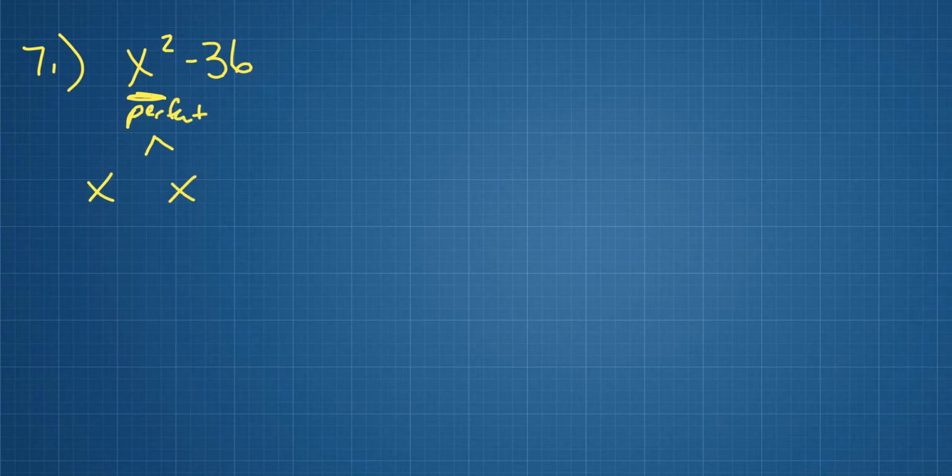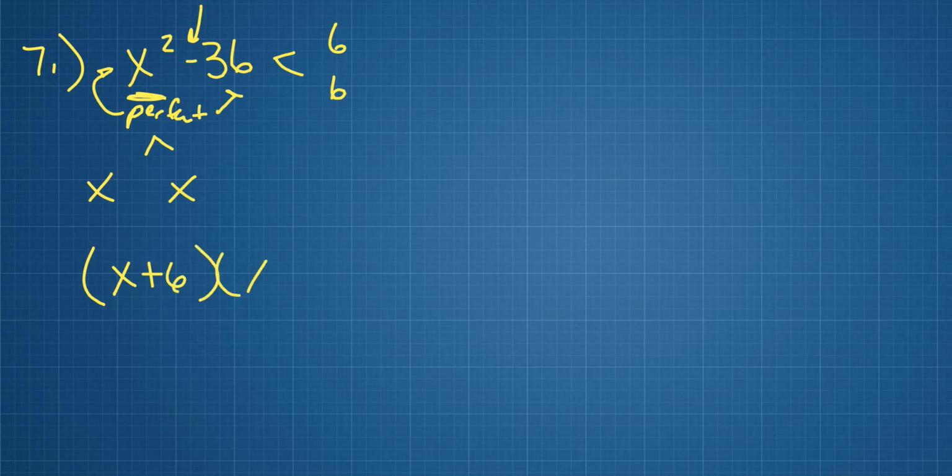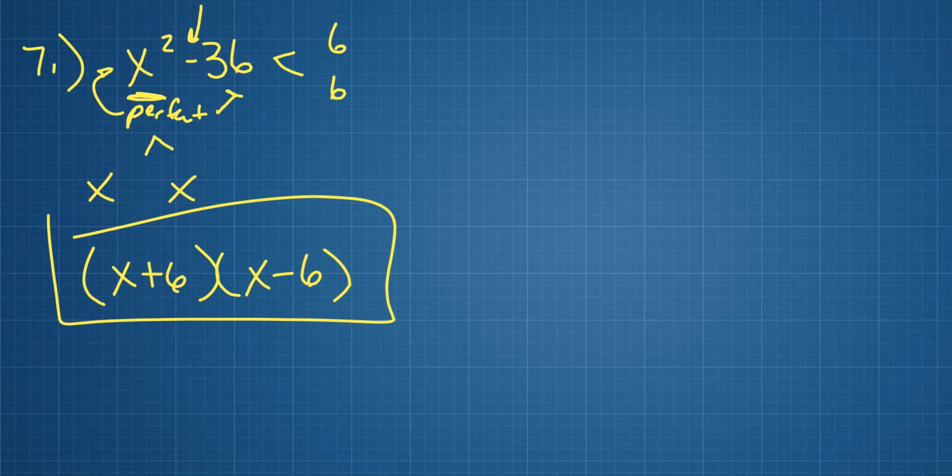Remember, it's perfect because I can break it down as x and x. It has to end with a perfect square, 6 and 6. And it better have a minus sign in the middle, which it does. So then I just get to add the square roots, x plus 6, subtract the square roots, x minus 6. That's it. It doesn't matter the order. You can put x minus 6 first, then x plus 6, and you'd still get the same answer.